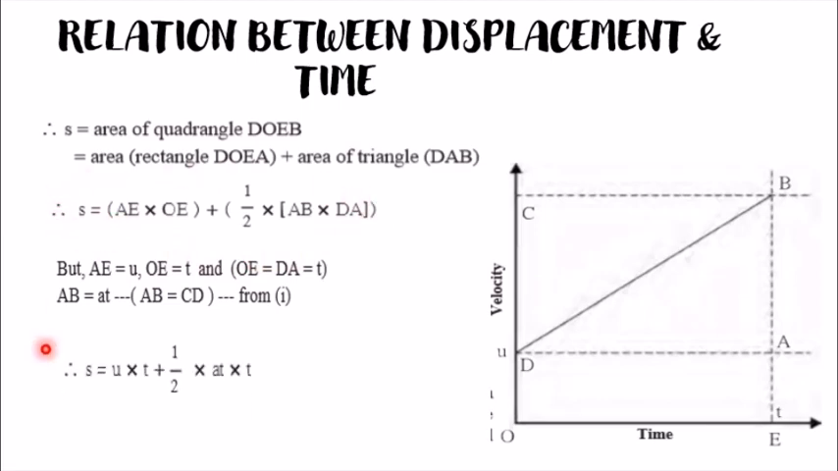So by putting all the values in the formula, we got S is equal to U into T plus half into AT into T. By this, we will get S is equal to UT plus half, as 2 times T is there, AT square. So this is our Newton's second equation of motion, that is S is equal to UT plus half AT square.